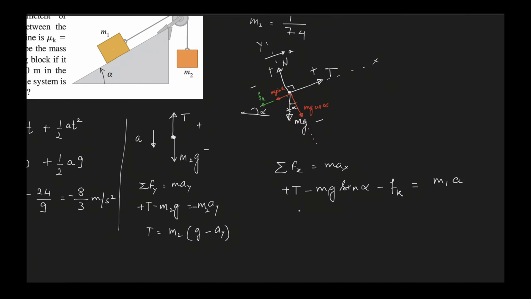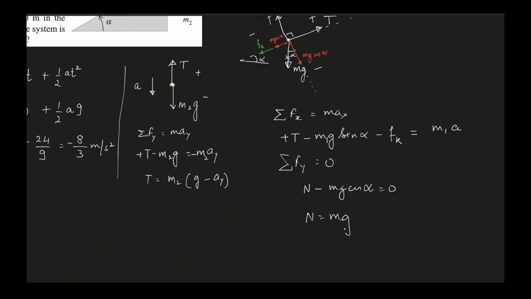And sigma Fy is 0 because there is no acceleration along the y-axis. So upward N minus mg cos alpha needs to balance. Therefore N is equal to mg cos alpha, which is perfect. The third equation is the force of kinetic friction, which is mu k times N, which is mu k times mg cos alpha.